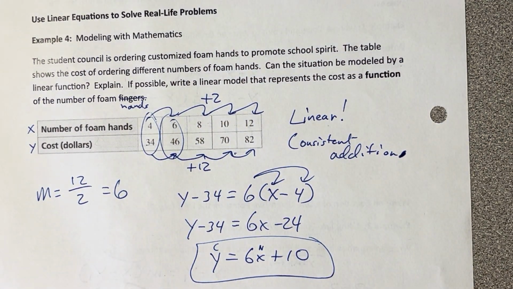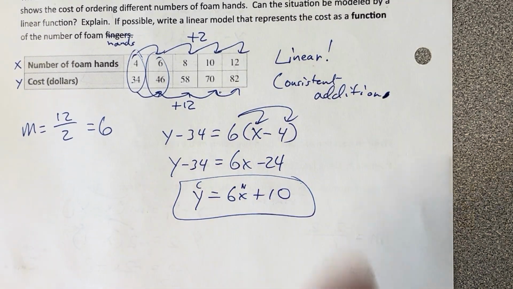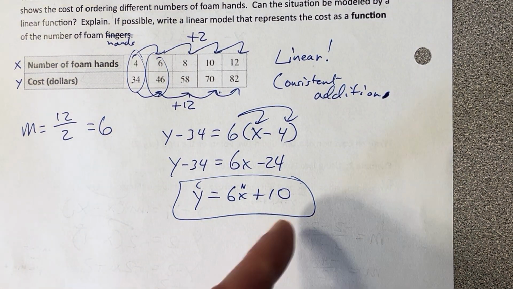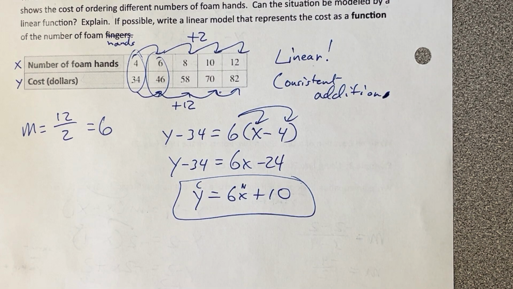Yeah. So what I'm thinking is that 10, that could be like maybe if they're shipped, you have to pay $10 shipping and then $6 for every foam hand. Or maybe they had to design it, so they charged you $10 to design it and then $6 for every foam hand.